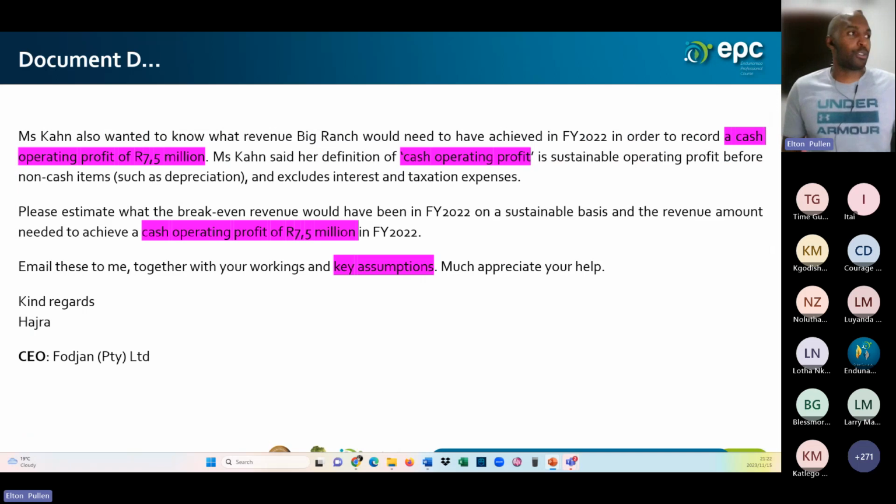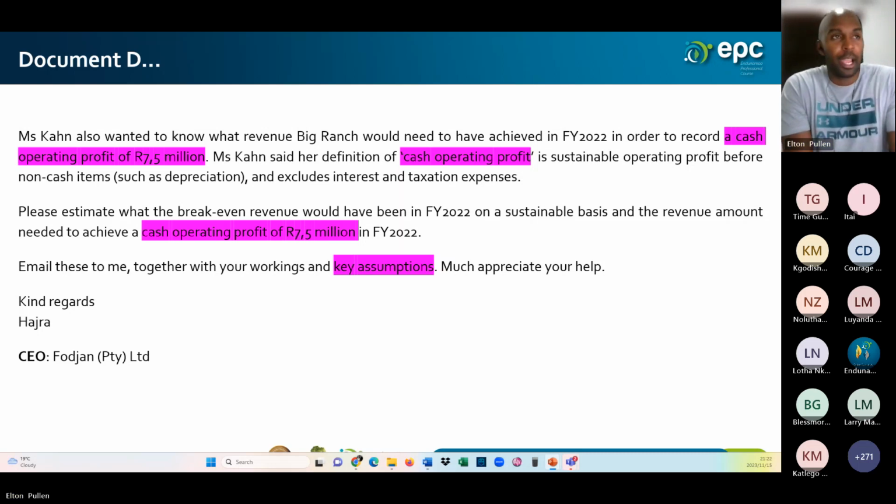And then she also wanted to know what a cash operating profit break-even would be for 7.5 million, and then she tells us how she defines cash operating profit. And then it says, please estimate what the break-even revenue would have been in FY22 on a sustainable basis and the revenue amount needed to achieve the cash operating profit. Okay, then email this to me together with your key assumptions.